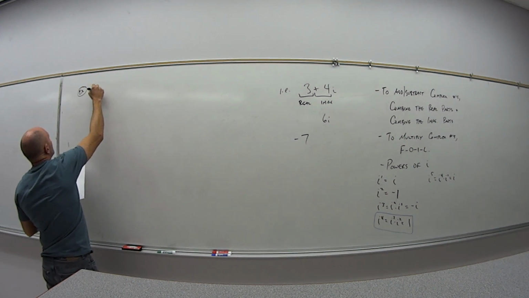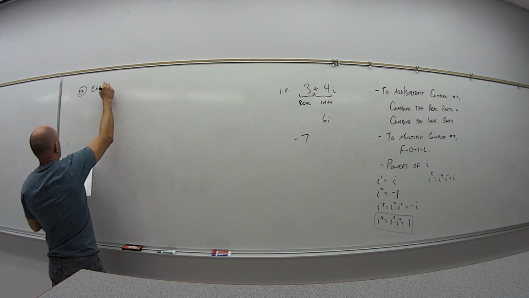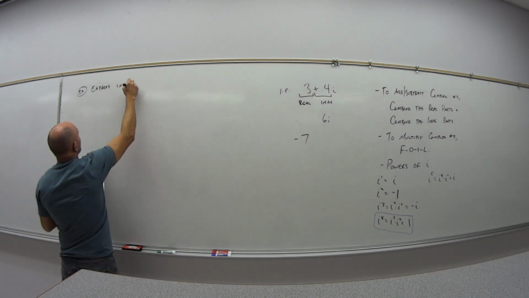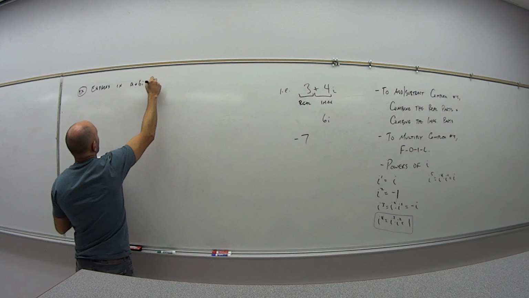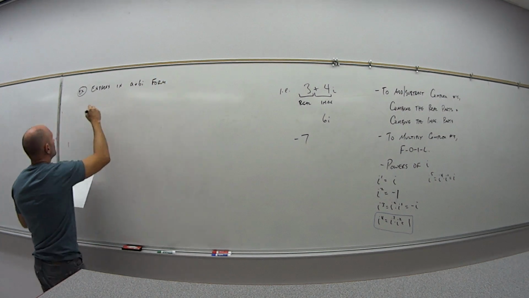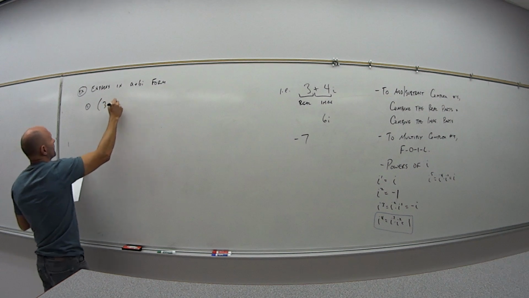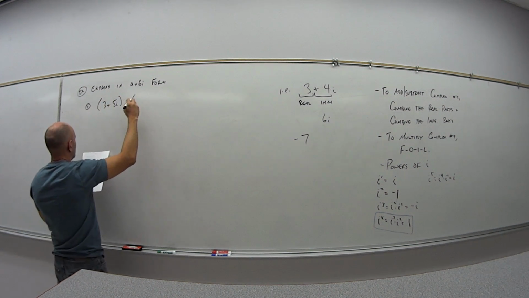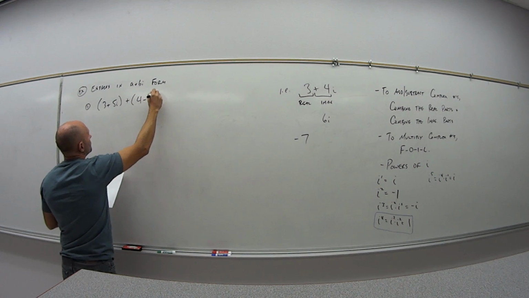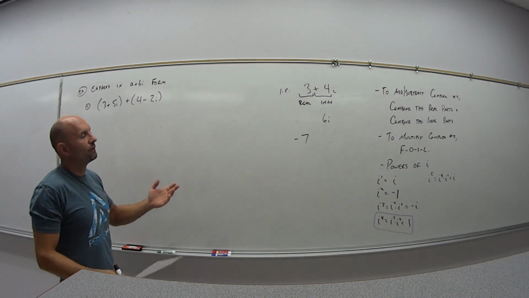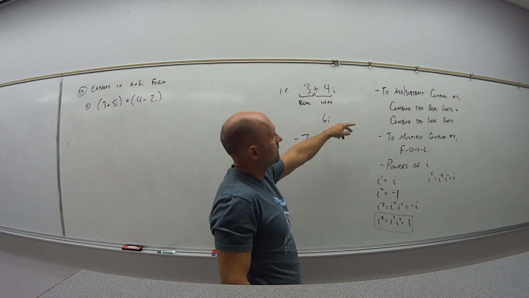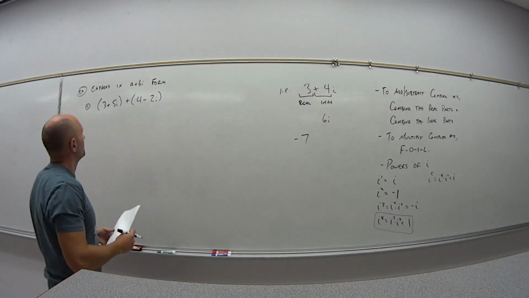So I want to express all these in a plus bi form. So the first one I have is 3 plus 5i plus 4 minus 2i. So this is our addition or subtraction. So I'm going to combine the real parts, combine the imaginary.